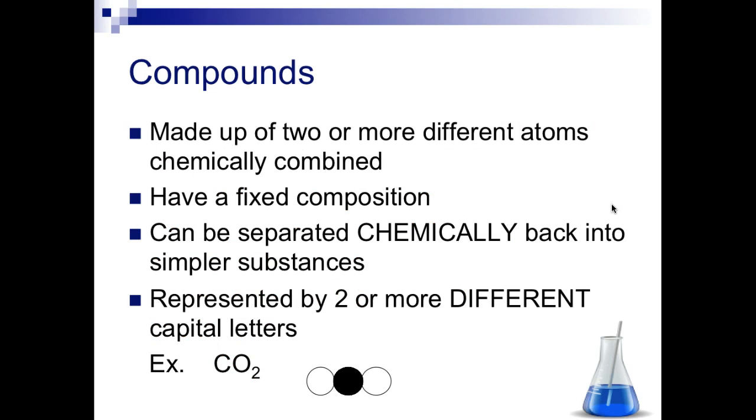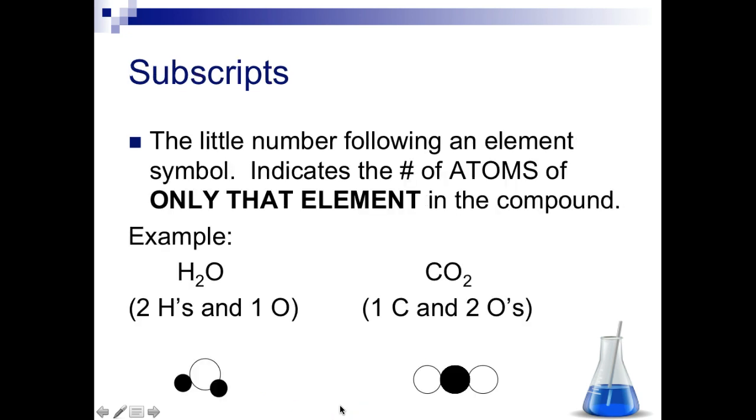Compounds are made up of two or more different atoms, and they are chemically combined. They have a fixed composition, and they can be separated chemically back into simpler substances. They are represented by two or more different capital letters. So, for example, this is the molecule of carbon dioxide. Carbon is in the middle, and we have two oxygens on either side. So this is what the molecule would look like.